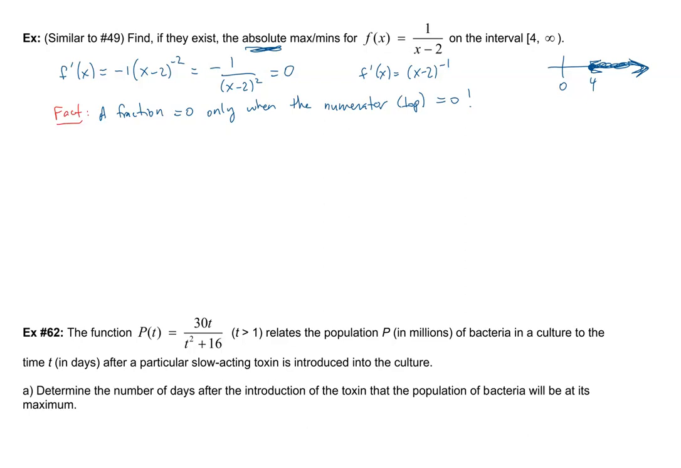But in any case, looking at our fraction, we're trying to solve -1 over x minus 2 all squared equal to 0. This top part, -1, is not equal to 0, ever. It cannot ever be equal to 0. So this equation has no solution. When we set this fraction equal to 0, there is no solution. So no critical values.